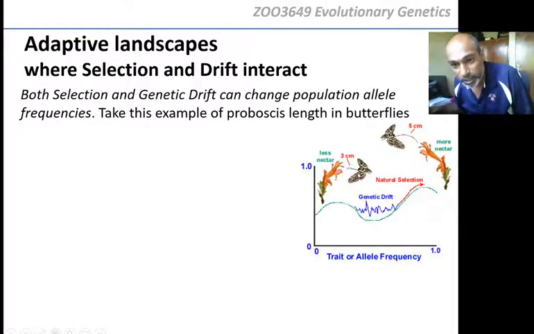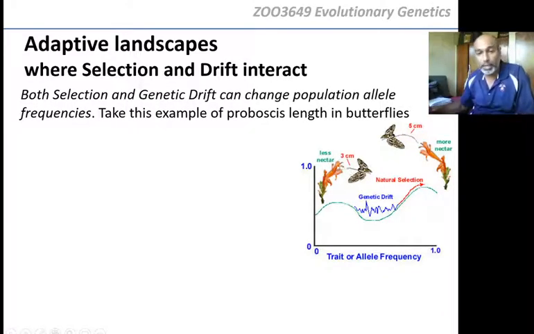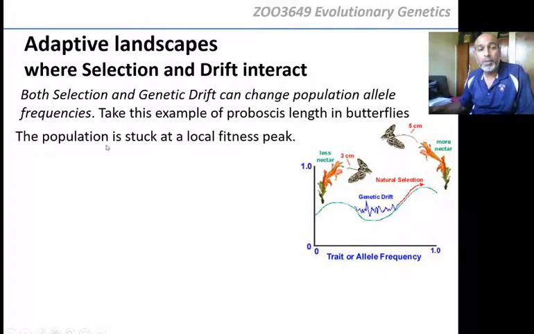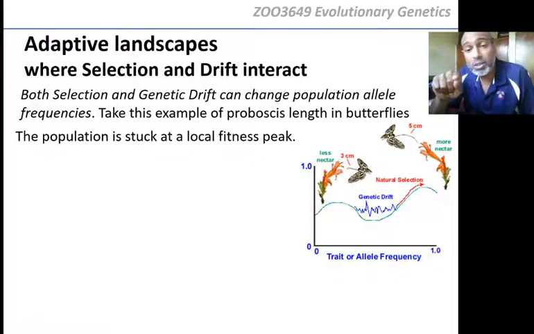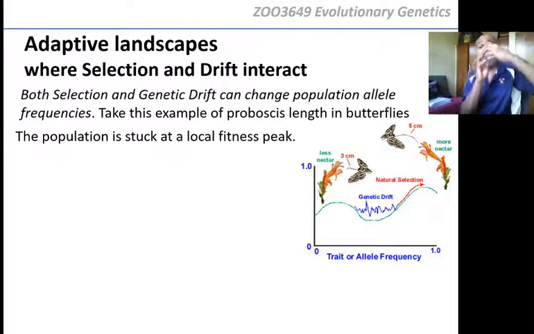Okay? So the butterfly has a long proboscis for putting its tongue, that proboscis, down the flower and eating nectar, right? So this population here with a 3 centimeter long proboscis is stuck on this fitness peak, right? Because what's happening? The environment is changing, right? So the flowers are getting longer because the environment is changing. Now this 3 centimeter proboscis of the butterfly is not long enough to go all the way down, right?